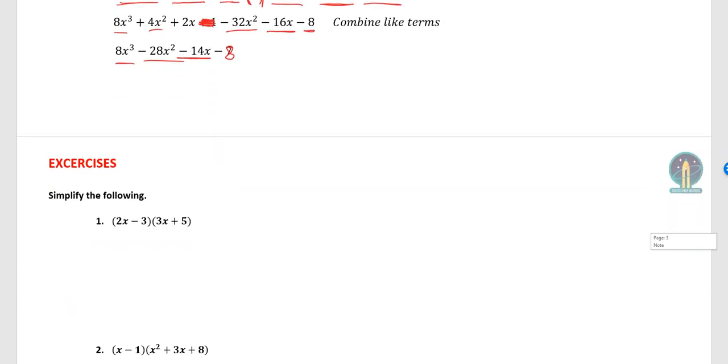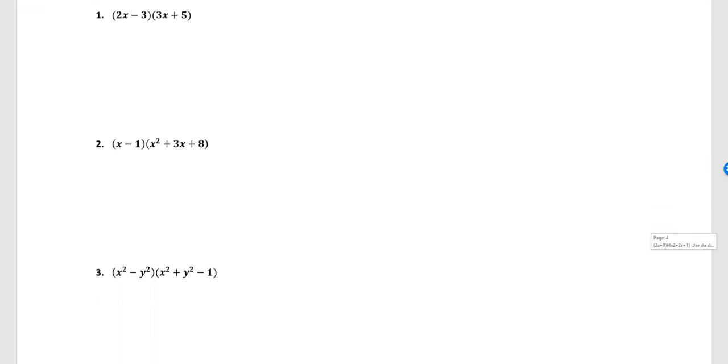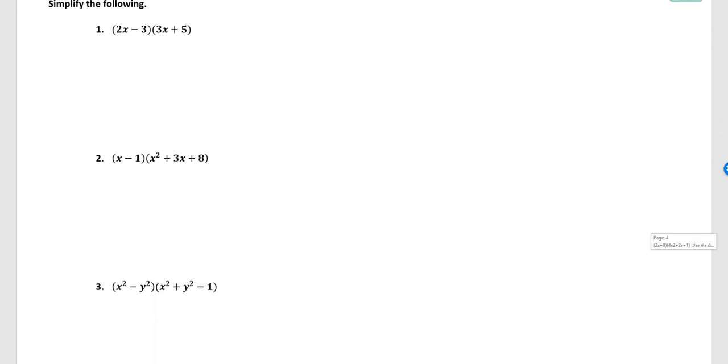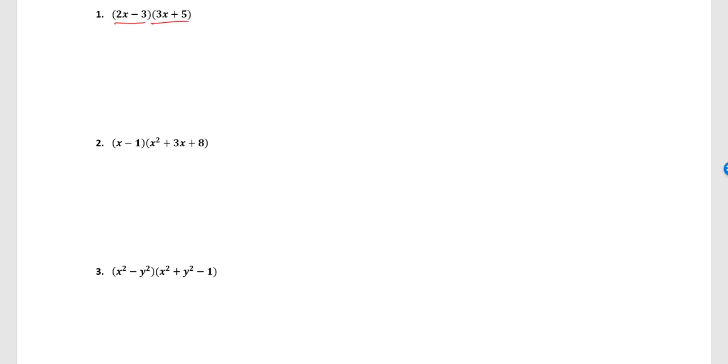Okay, so here we have some exercises. Please pause the video, work on these, and come back for the solutions. Okay, so we need to simplify these. So here we have two binomials that are multiplied together. 2x minus 3 times 3x plus 5.